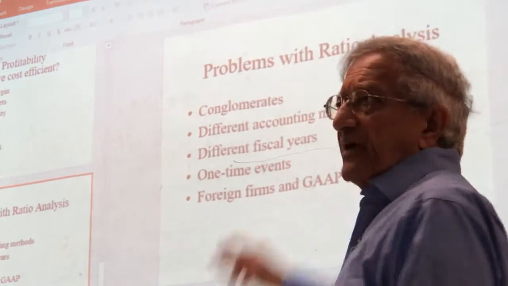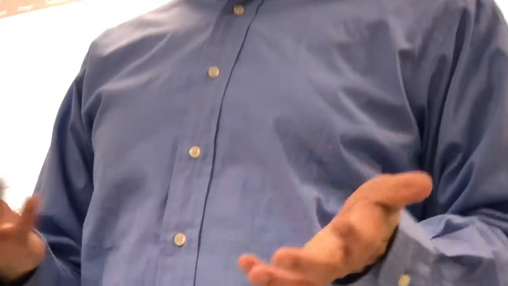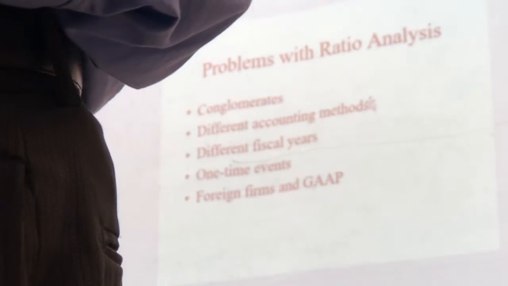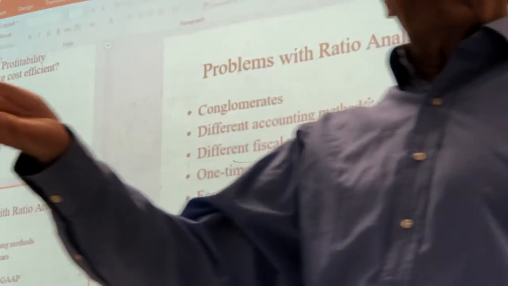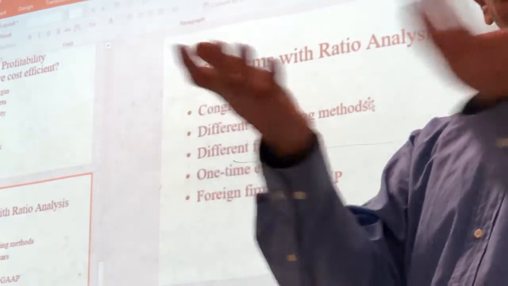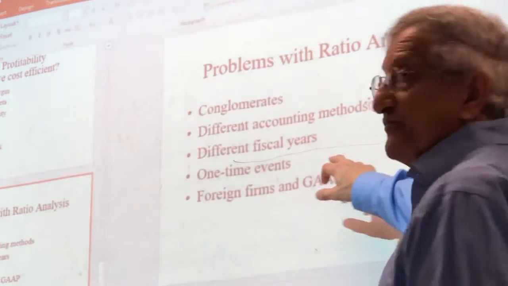Number 2, different accounting methods. From your accounting classes, you should recall inventory methods, FIFO and LIFO: first in, first out, last in, first out. When comparing 2 companies, like Target and Walmart, make sure the 2 firms have the same accounting practices. If you compare one firm using FIFO to another using LIFO, the comparison will not make sense.